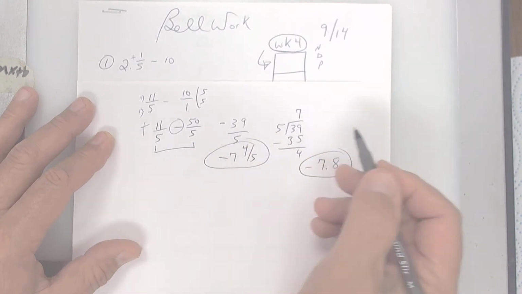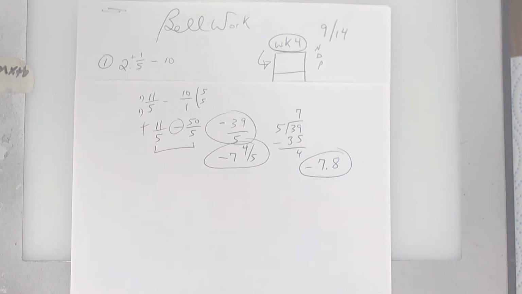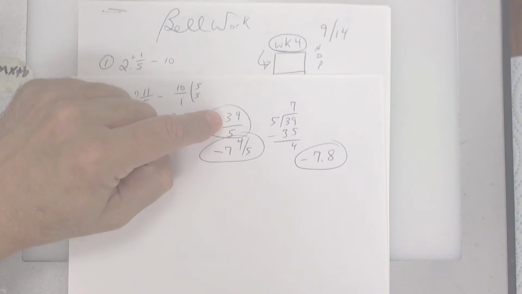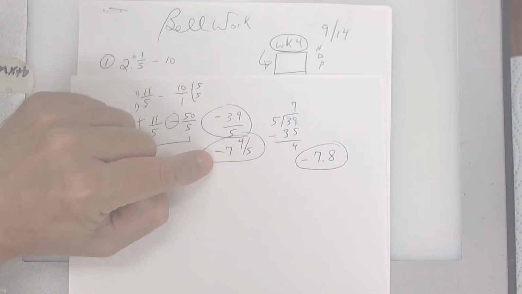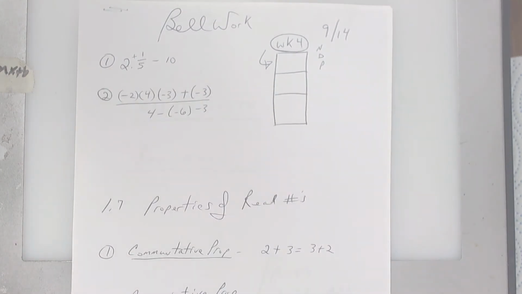So either one of these answers should be okay. Make sure you know how to do all three. This is called an improper fraction. This is called a mixed number. This is called a decimal. All right, look at the next one.